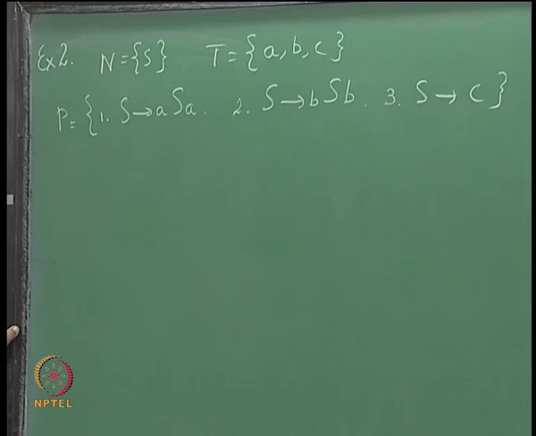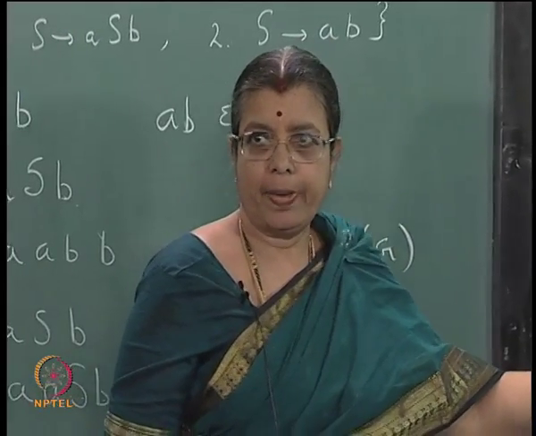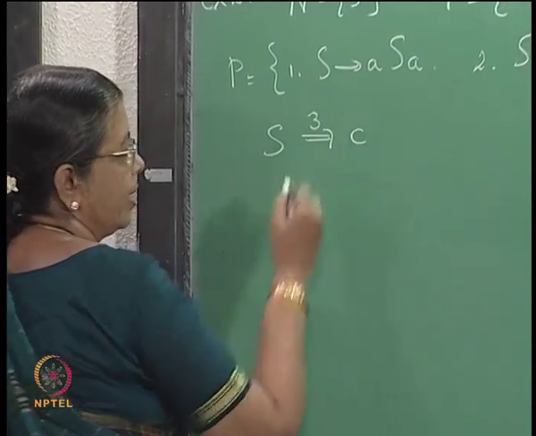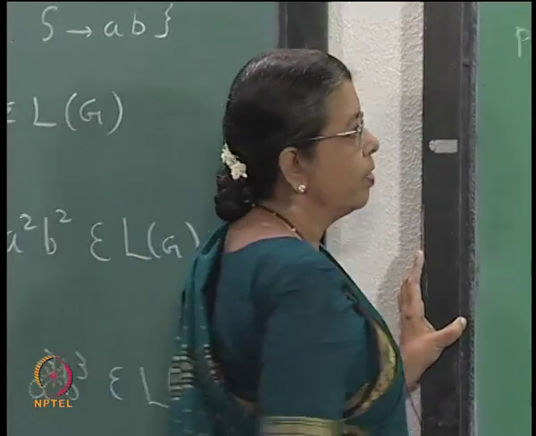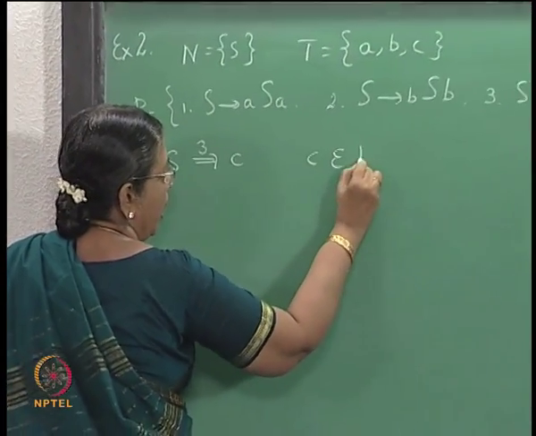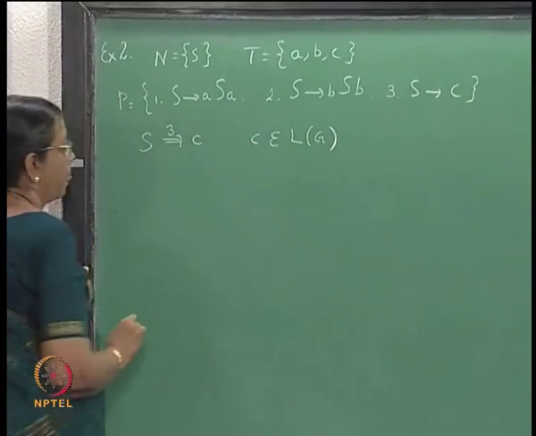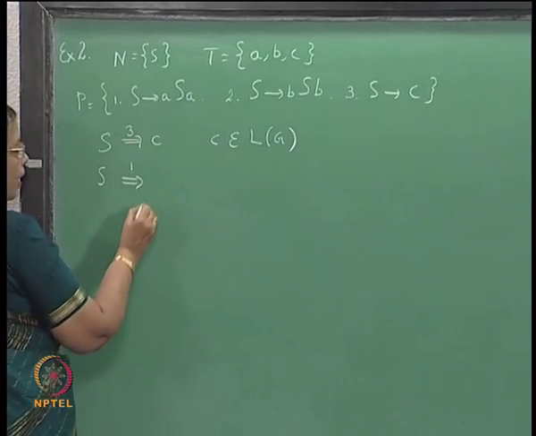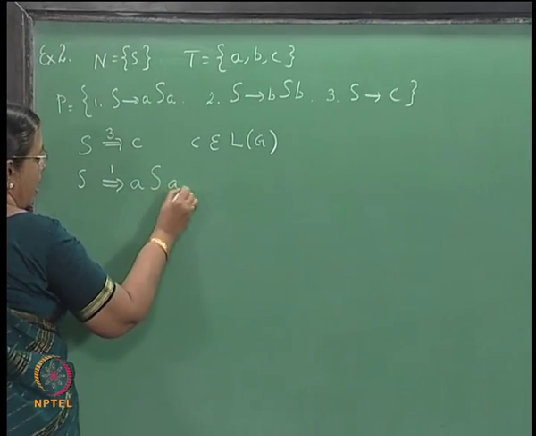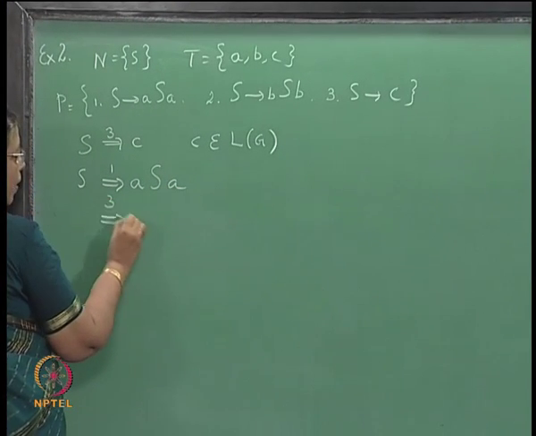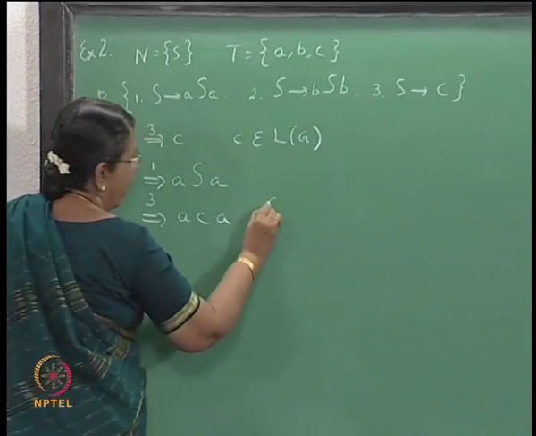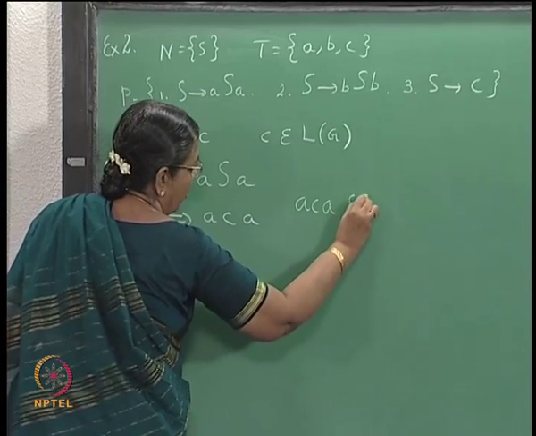Now, what is the language generated by this grammar? Let us see how strings are derived in this grammar. Starting from S, you apply rule 3, you get C. So, C belongs to L of G. And then starting from S, apply rule 1, you will get A S A. Then you apply rule 3, you get A C A. So, A C A will belong to L of G.